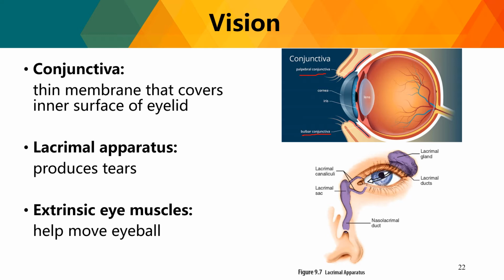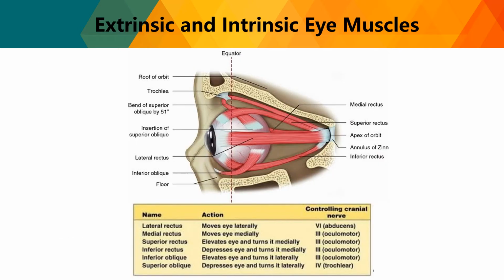Okay? Next, you have the intrinsic eye muscles. Of course, they help the movement of your eyeballs. So for the extrinsic and intrinsic eye muscles, here you have the different muscles of the eye. First, you have the lateral rectus. So this moves the eye laterally. It is controlled by your cranial nerve number 6 or the abducens nerve.